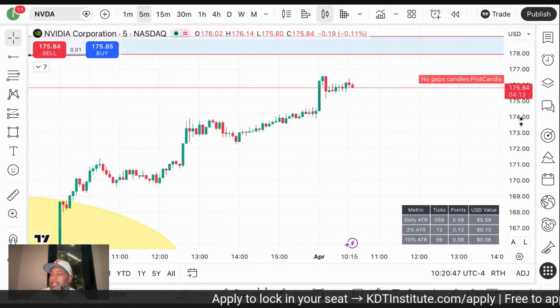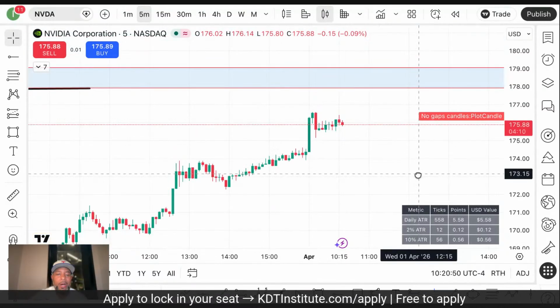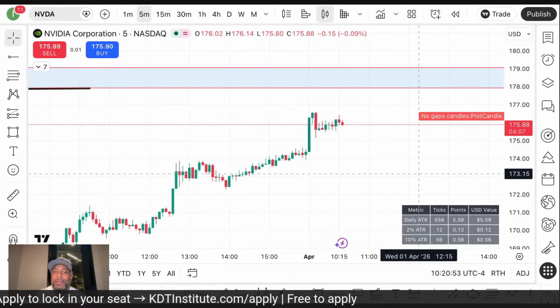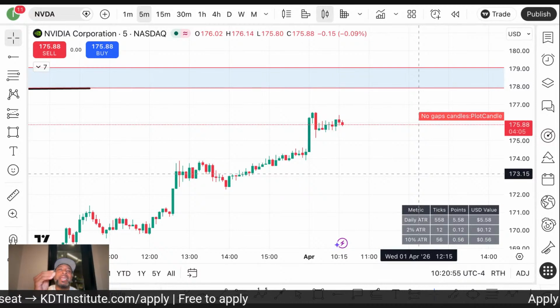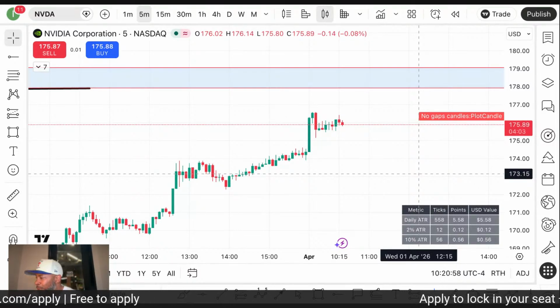We want to get in something at a deep discount. Does that make sense? One of the greatest things when it comes to trading is understanding and getting stuff at a discount, but then also selling at a premium.